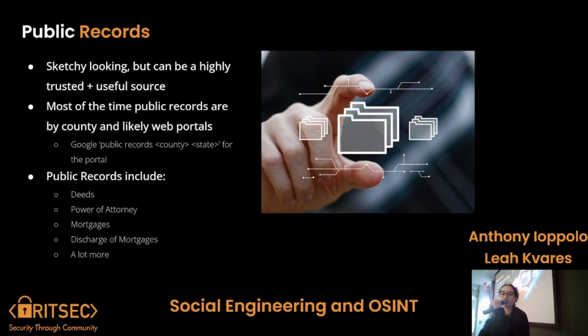Yeah, if you Google public records, then West Henrietta, New York. If you know someone lives here, then you can find a lot of stuff about their house, for example. And there's other stuff like deeds, power of attorney, mortgages. Yeah, it's just out there.